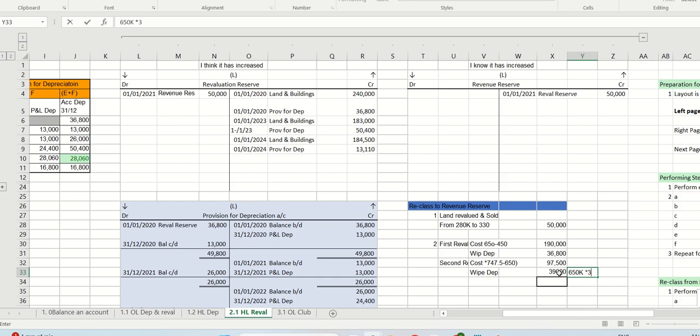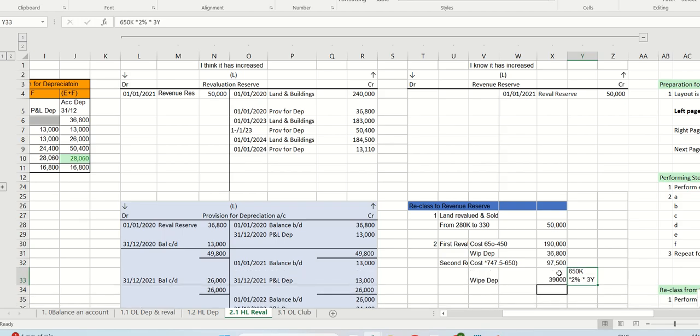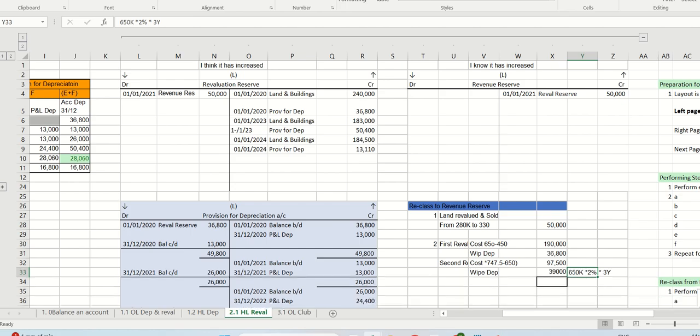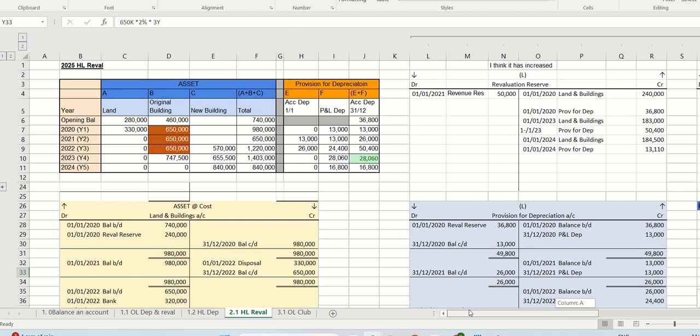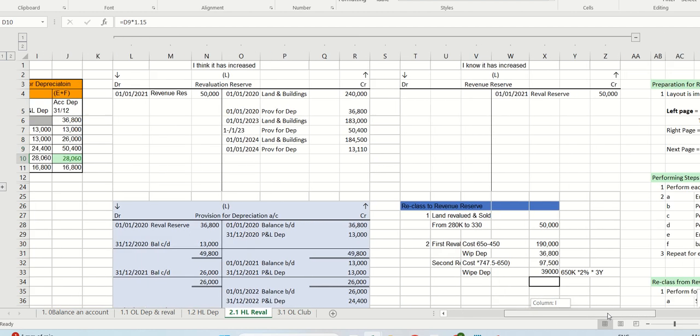650,000 by 2% depreciation by 3 years. And I can see the 3 years by reading my table. See, I've marked it there in brown for you. It was at 650 for 3 years before we did that final reval, and that's where we're getting that number from.